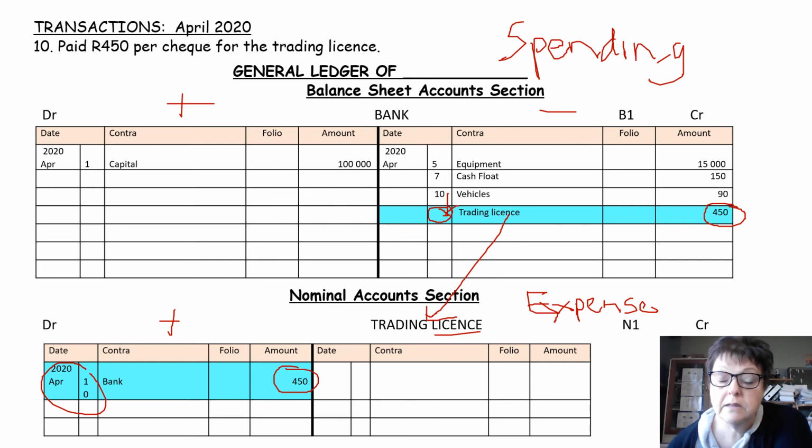Again, two accounts concerned. Bank, spending money will decrease. What did we get in the place of the money? We got a trading license, which is an expense. If you spend money on the expense, that expense increases on the debit side.